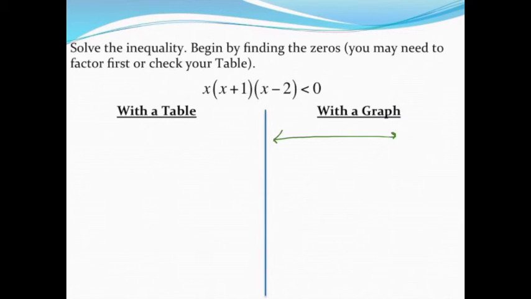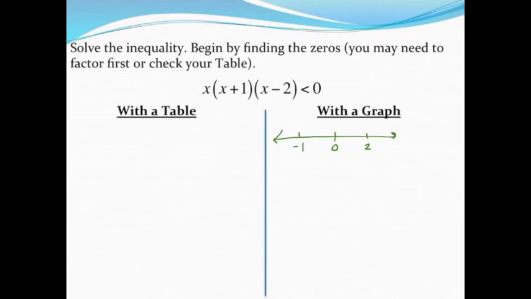If one of my factors is x, then that means 0 is going to be a 0. If x plus 1 is my factor, then negative 1 would be a 0. And then if x minus 2 is a factor, then 2 would be a 0. So I'm going to plot those 3 points on my number line.